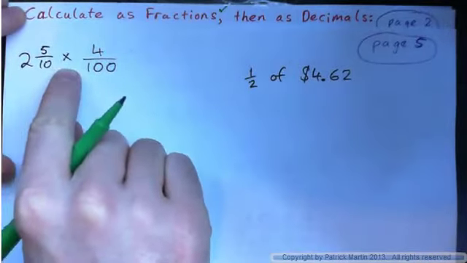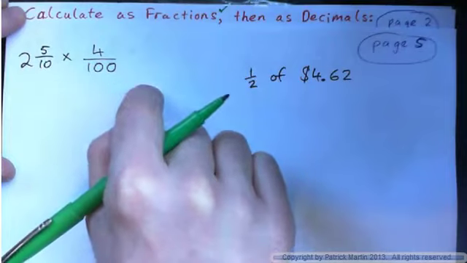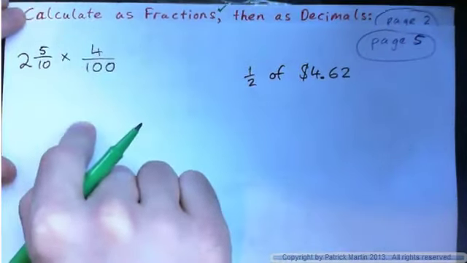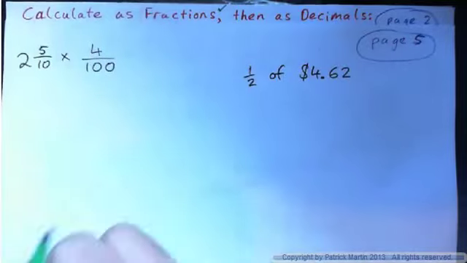So 2 5/10 times 400. Please press pause, and you're going to first of all calculate these as fractions. So you have to turn everything into a fraction and multiply them, right?